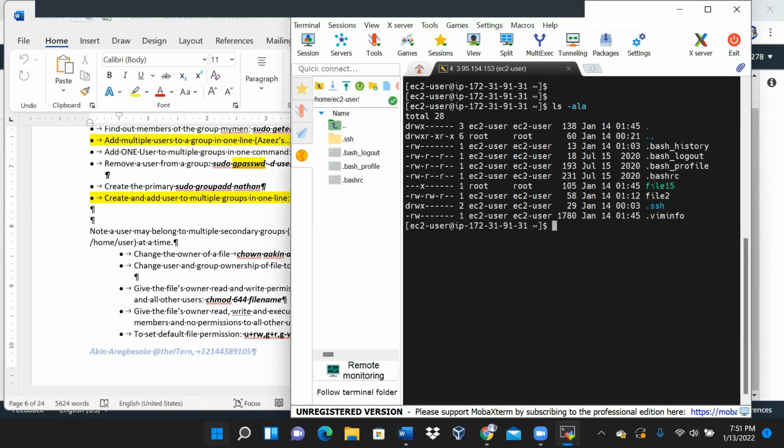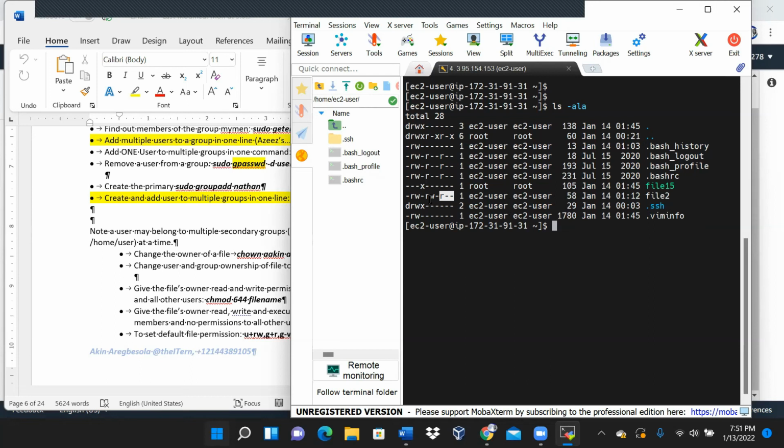So what we are saying is, let's take a file, for example. Let's look at this file, file 2. File 2 is owned by the user EC2 and by the group EC2. The first set of characters, 1, 2, 3, is permission for the user. The second set of characters, 1, 2, 3, is permission for the group. The third set of characters, 1, 2, 3, is permission for a hidden group called everyone, but it's not displayed here.